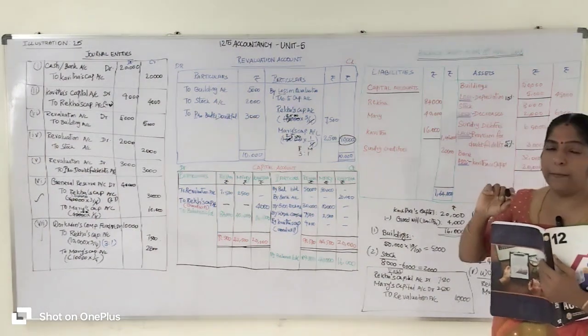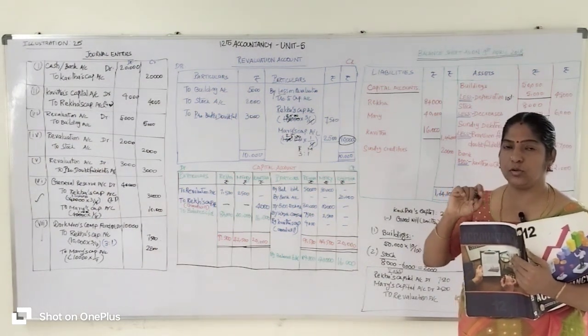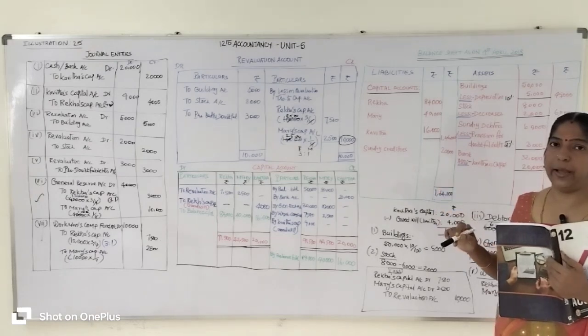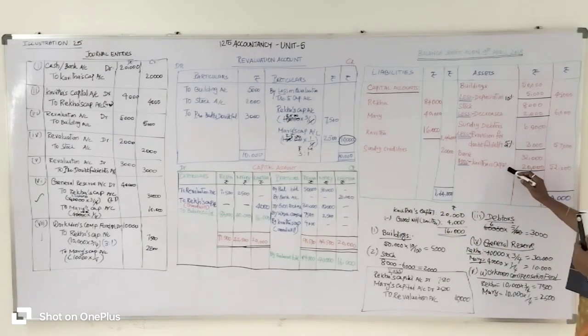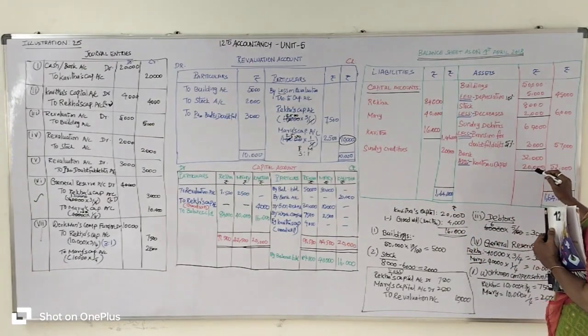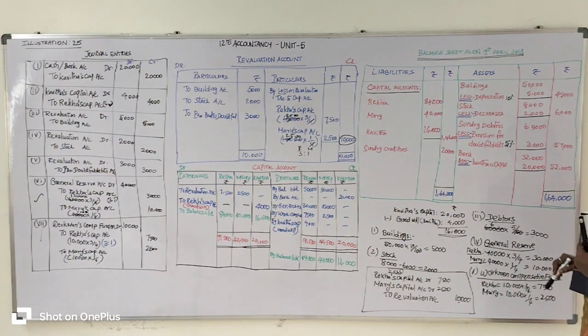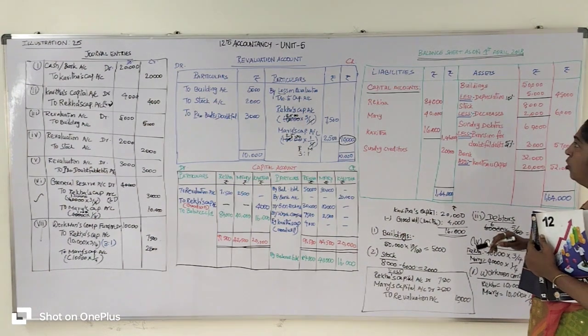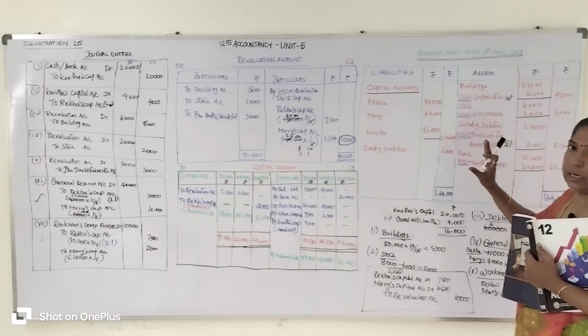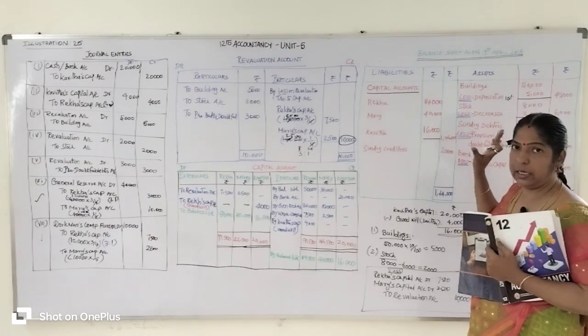The new partner Kavita brought capital of 20,000 rupees, which will be added to the bank account. So Kavita's capital is added to the bank column, 20,000 rupees. After that you get 52,000 rupees. So all the respective transactions related to the asset and liability side are entered.